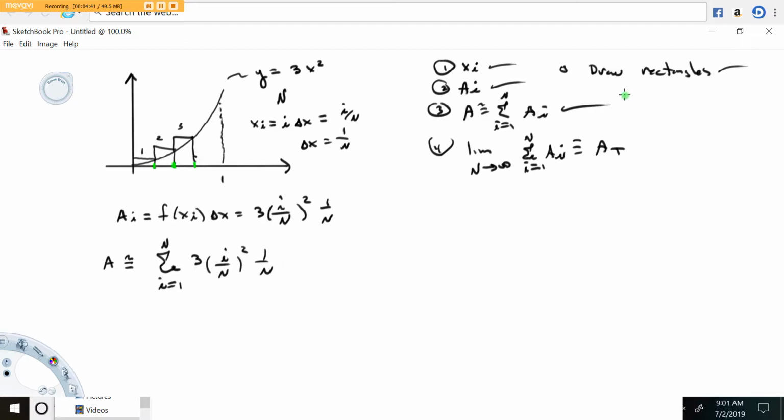Check. All right. And now what we're going to do is take the limit as n goes to infinity of this process. So I'm going to go ahead and do this right over here. The total area under that curve should be identically equal to the limit as n goes to infinity of this expression, the sum from i equals 1 to n of, and let me clean this up a little bit, let's write it like this: 3i squared over n cubed.